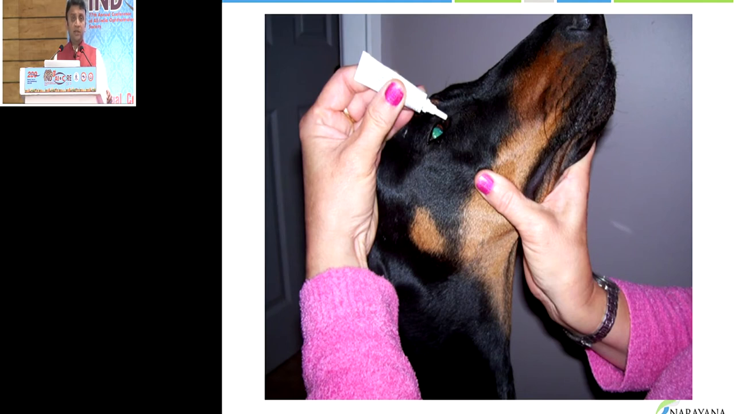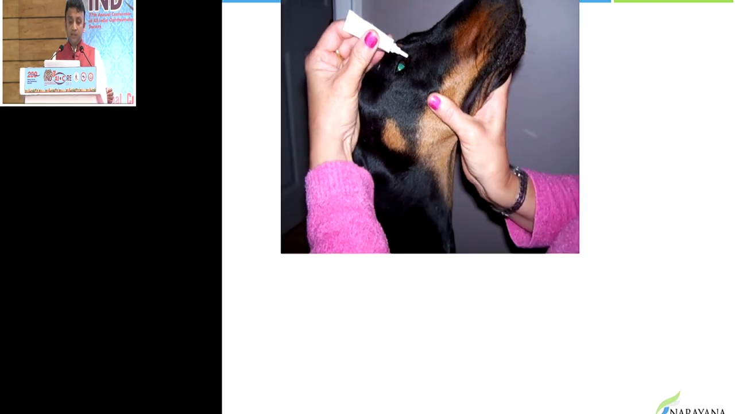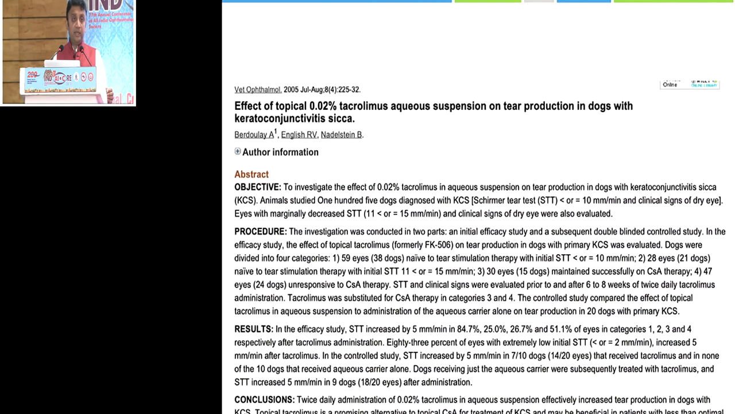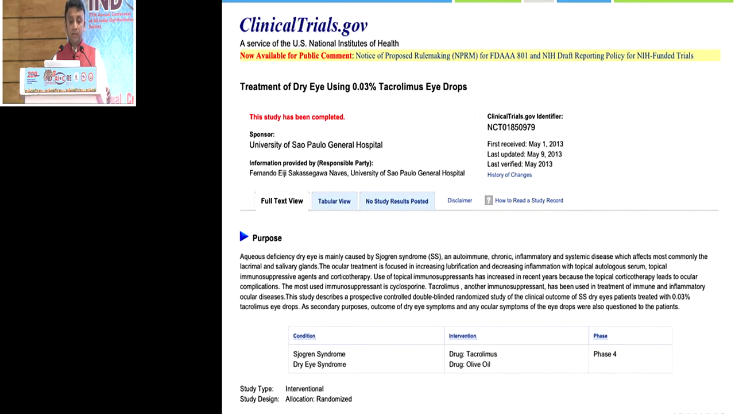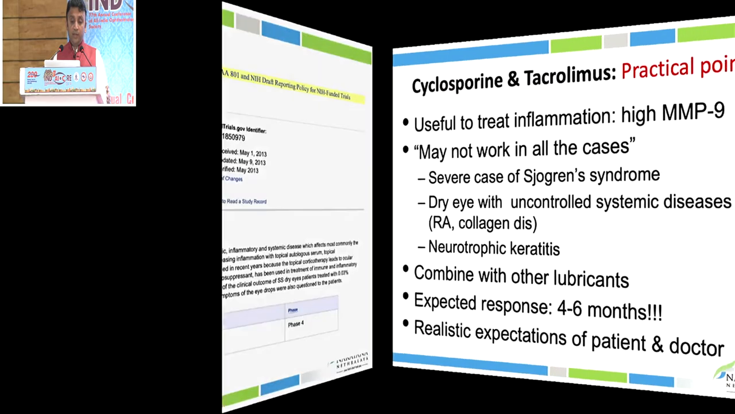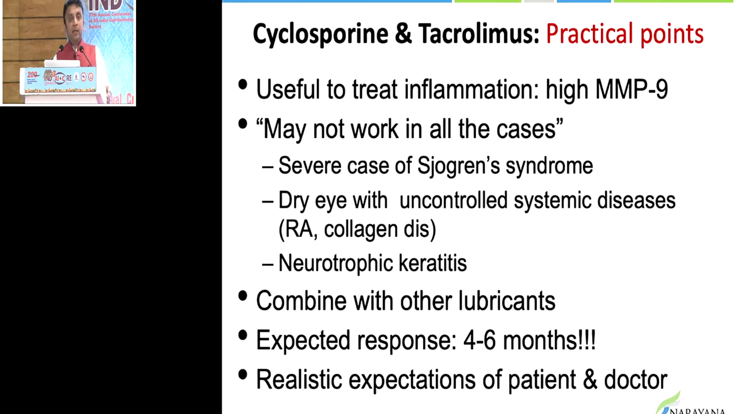Tacrolimus is not a new molecule in veterinary science. It's been used in animals for a pretty long time, and dogs have a very unique tendency. They have a tendency of dry eye much worse than us. It has been studied in them that tacrolimus does help. There are clinical trials going on about tacrolimus, and it does show that tacrolimus has potential.